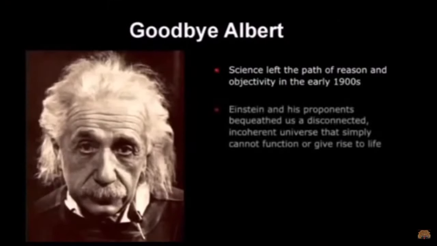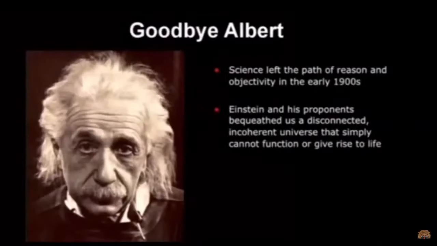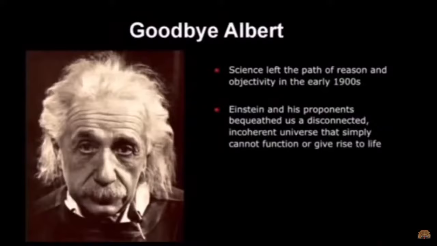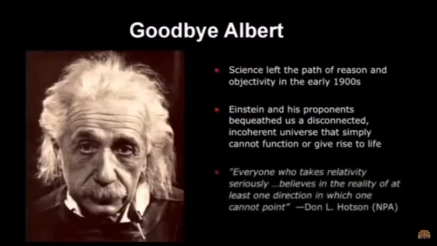Einstein and his proponents bequeathed us, in my view, a disconnected, incoherent universe that simply cannot function or give rise to life. And this is why so much magic has had to be invoked to try and make the theory fit the facts. And if the facts don't fit the theory, you can ignore them. Don Hodgson, who I believe is a member of the NPA, has said everyone who takes relativity seriously believes in the reality of at least one direction in which one cannot point. And I thought that was a very succinct way of putting it.